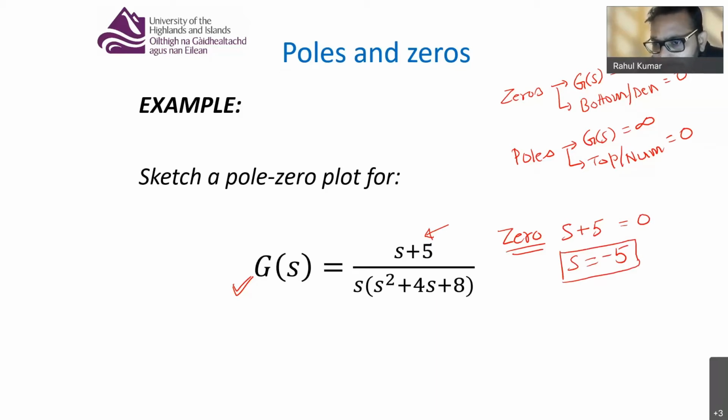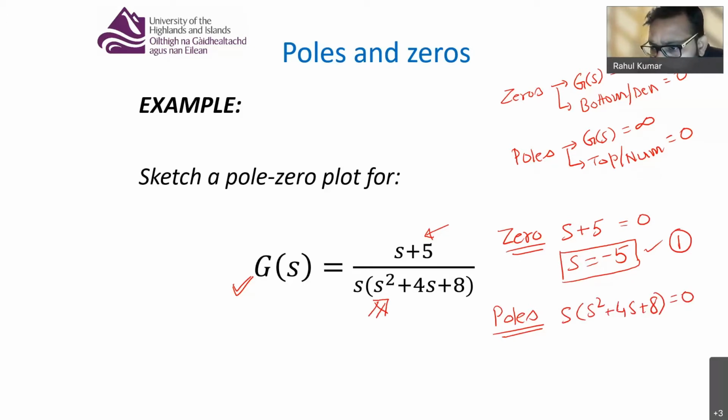Okay, there are no other parts in the numerator, so that's the only one. So I will have one zero. And now let's find the value of poles. For finding the value of poles, we'll have to equate the bottom line equal to 0. So s multiplied by s square plus 4s plus 8 equal to 0.